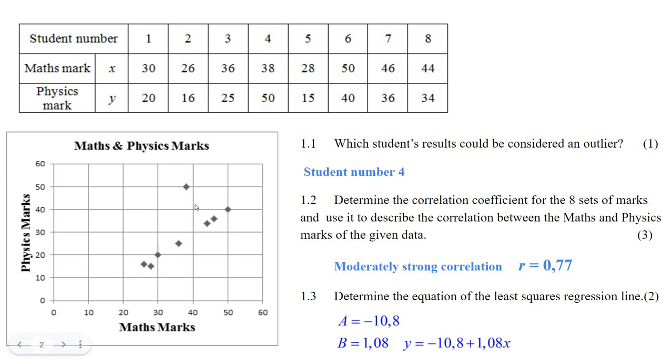Gee, it'd be really close. It might be smart to remove it. But the next question says, determine the correlation coefficient for 8 sets of data. So for 8 students. So, okay, we're going to include it in the data.